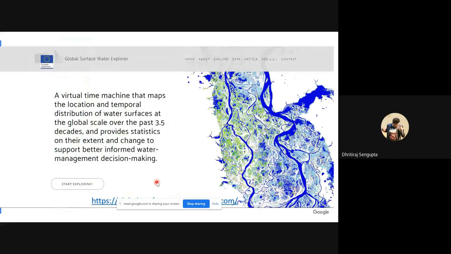Another example, which was done by the European Space Agency, was the Global Surface Water Data Set. It has 35 years of data on where surface water has gone down and where it has gone up. The main example, I should have put in a picture here, is the Aral Sea. I don't know how many of you know, but the Aral Sea is one of the major examples of climate change, where the entire sea has now shrunk into a small little lake.